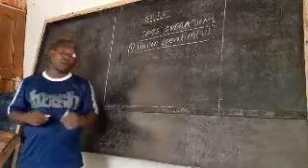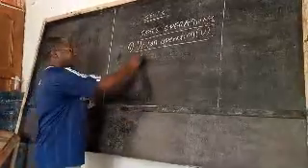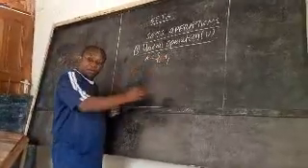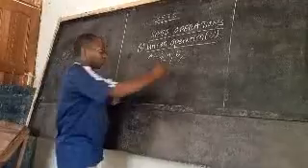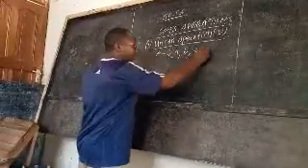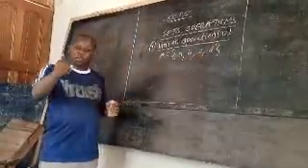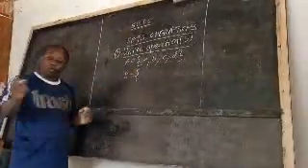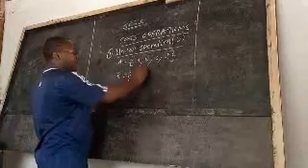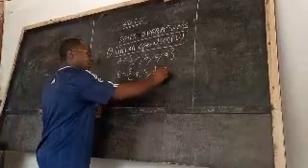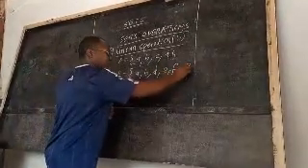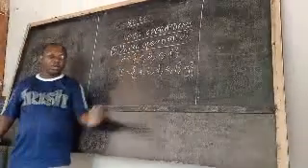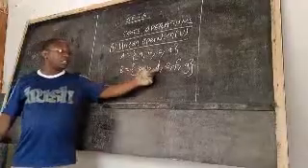Suppose you are given 2 sets, set A and set B. Set A contains the elements A, B, C, and D. And then you are given another set, set B, which contains the elements A, B, D, E, F, and G. These are the 2 sets.